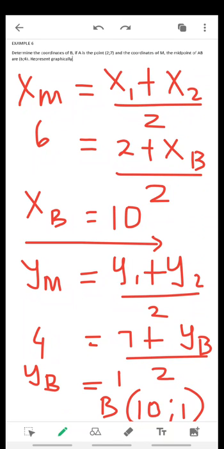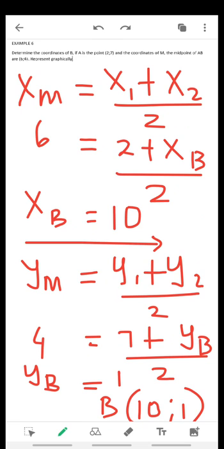Another example. Remember, we are still dealing with midpoints of a line segment between 2 points. Example 6. Determine the coordinates of B. They didn't say B is the midpoint, but we are determining the coordinates of B. If A is the point (2, 7), and the coordinates of M, the midpoint of AB, are (6, 4). So what is happening here? We have point A and point B at a certain distance, and between them we have the midpoint M, and the coordinates of M are 6 and 4.